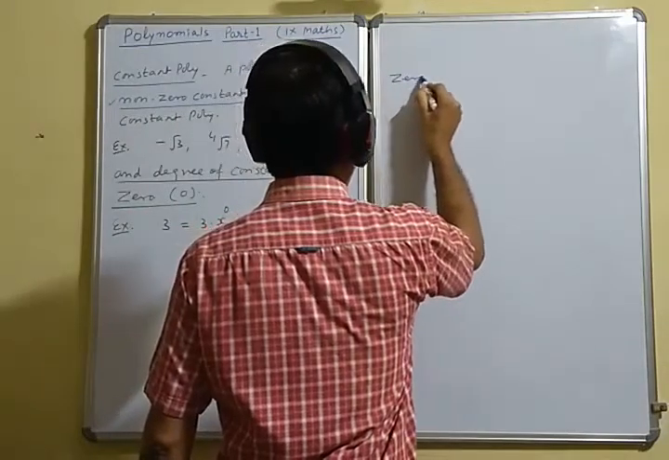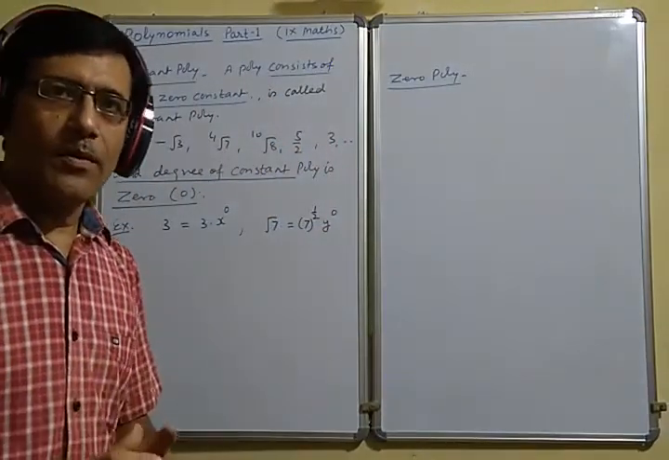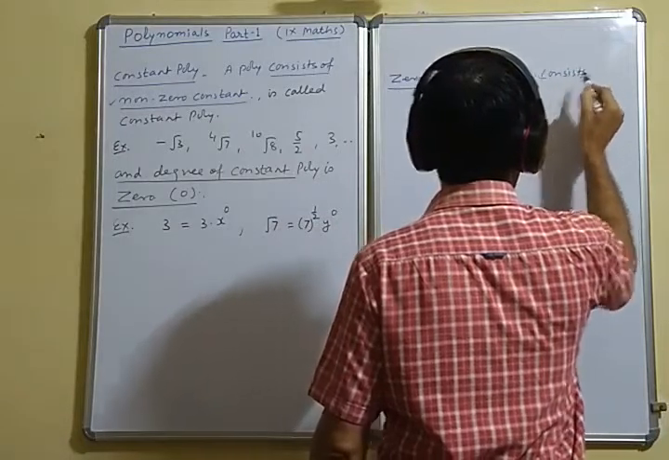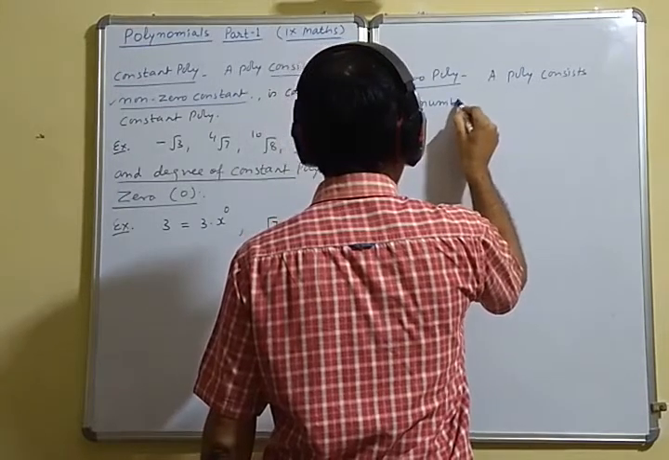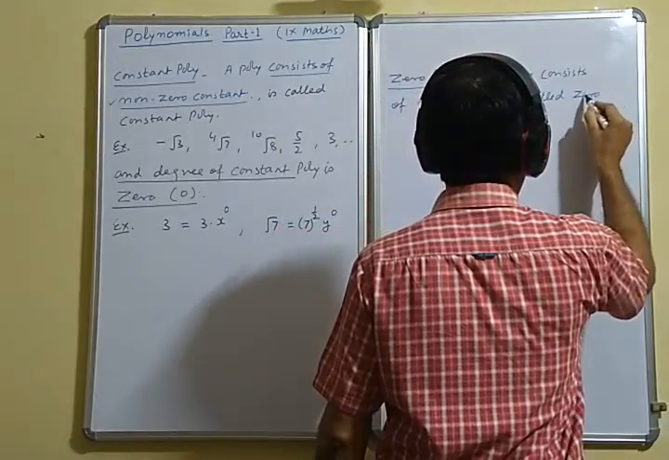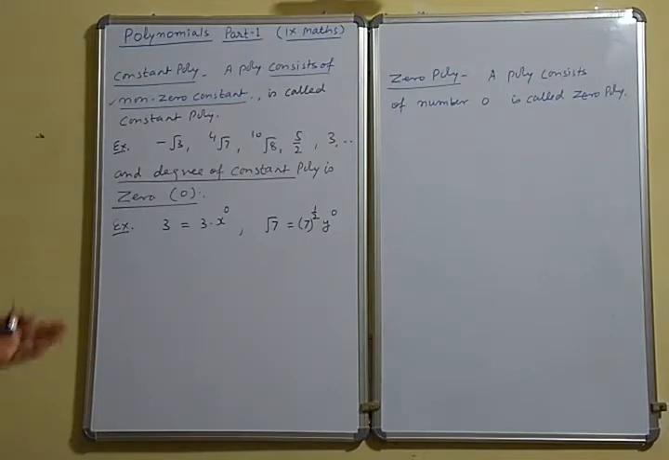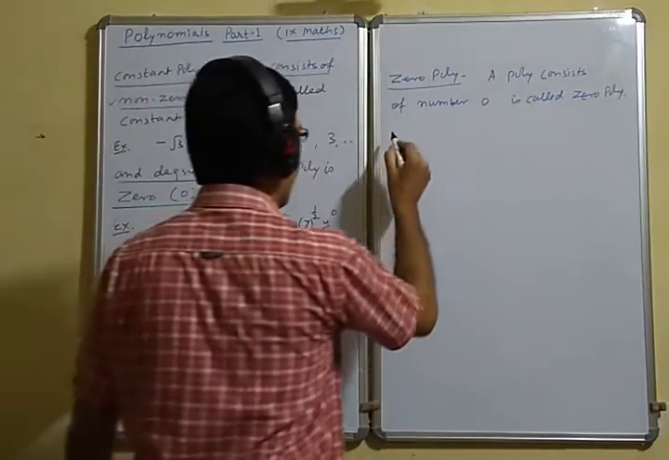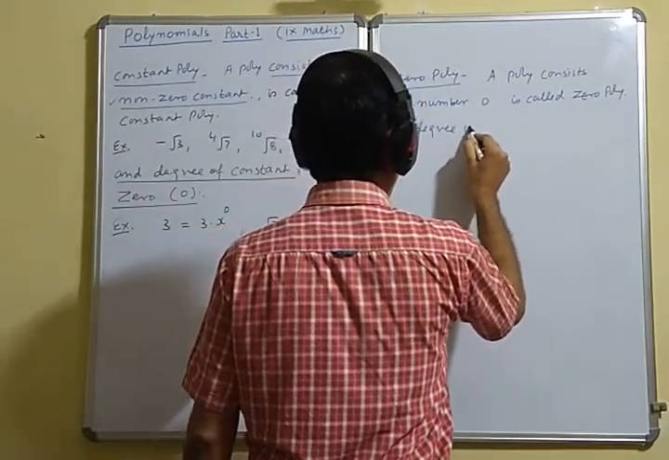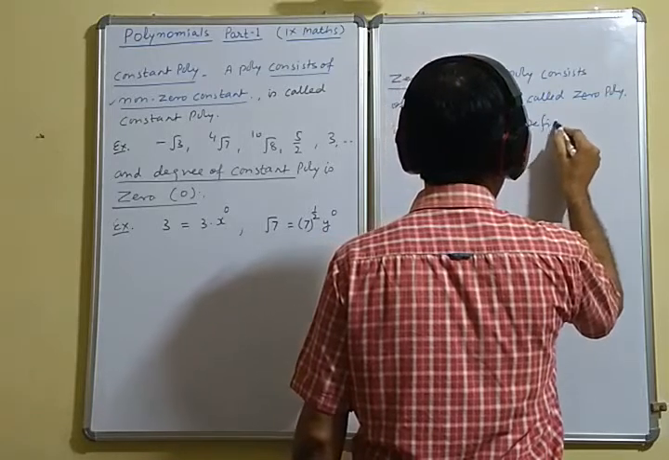Now the next one is the zero polynomial. A polynomial which consists of the number 0 is called a zero polynomial, and its degree is not defined.